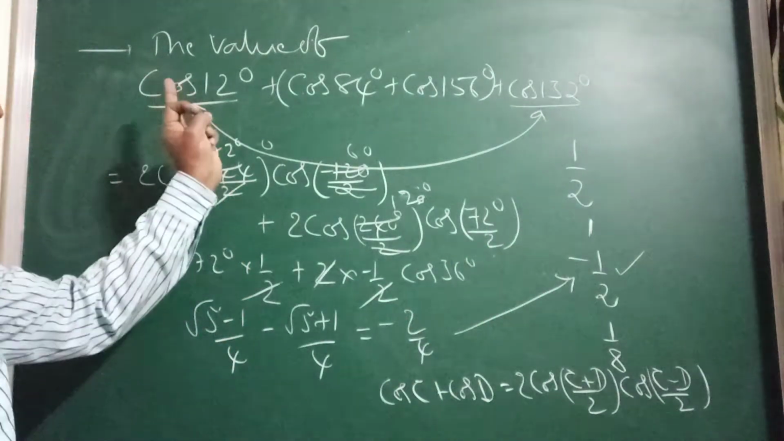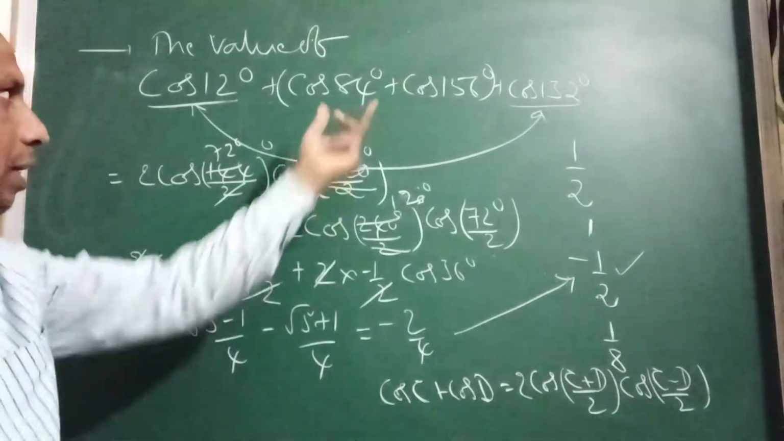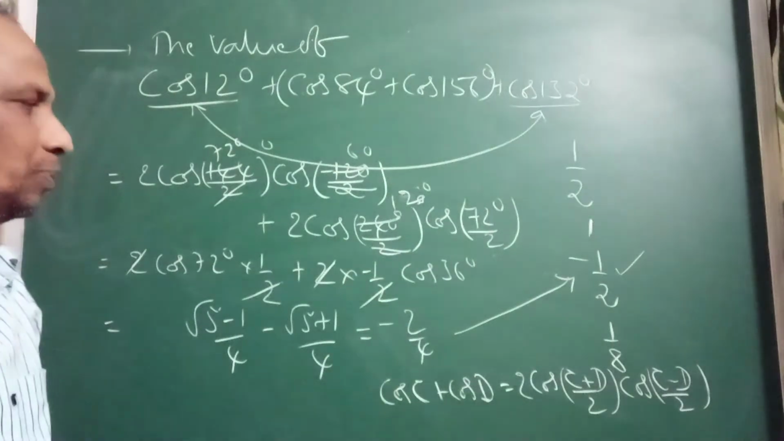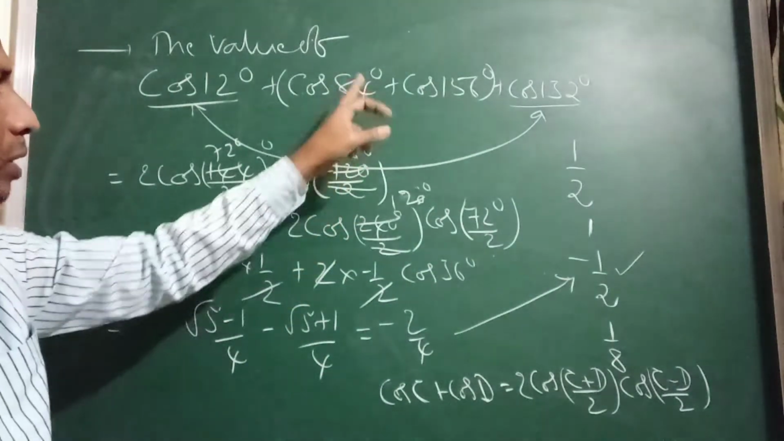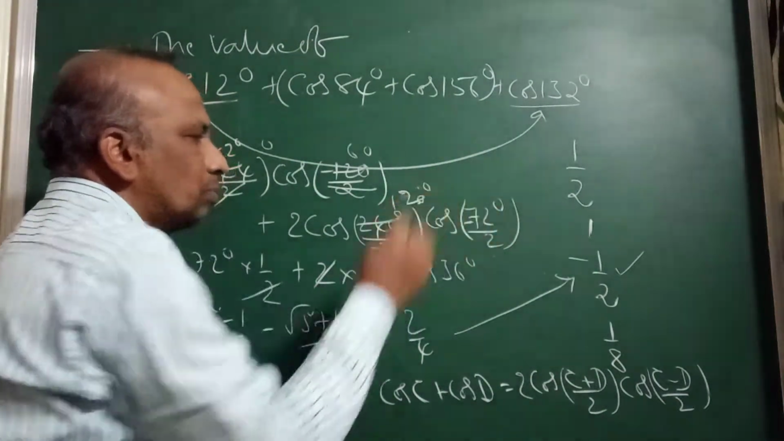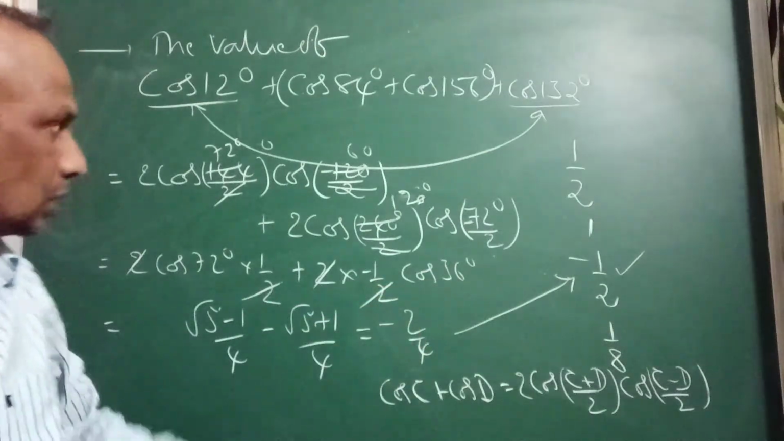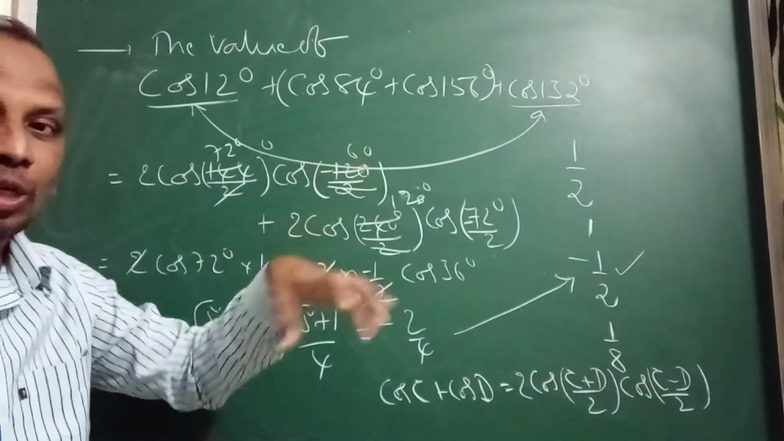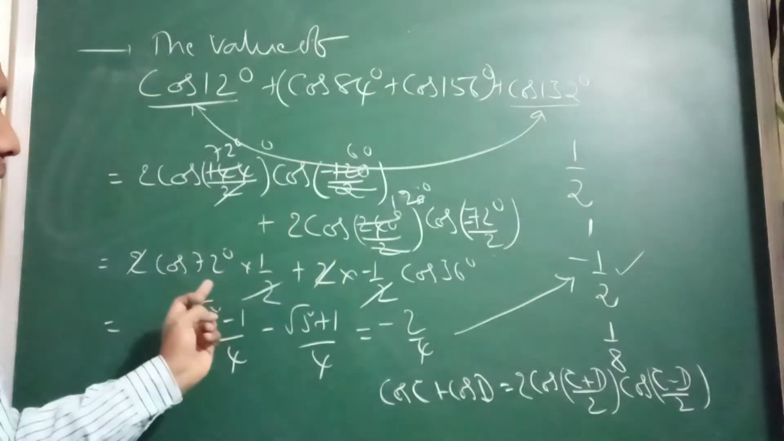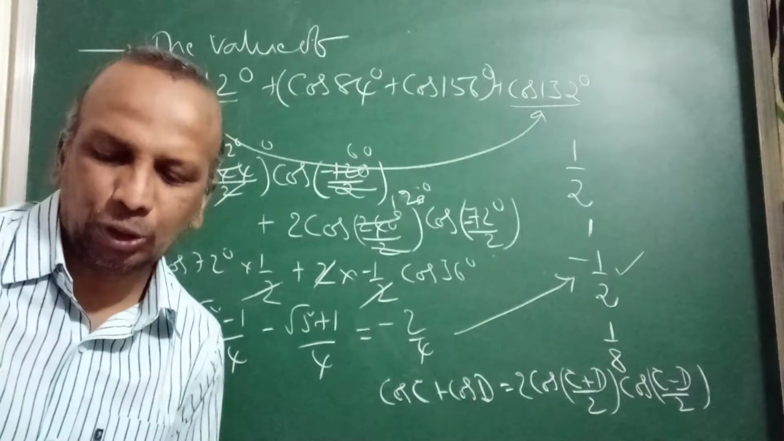Just apply 2 cos C plus D by 2, cos C minus D by 2. Again, cos C plus cos D is 2 cos C plus D by 2, cos C minus D by 2. Here C minus D by 2 means you will get minus 72 by 2. But cos of minus theta is cos 36. Same way here also, cos of minus 60 is cos 60. Cos of minus theta is cos theta. So that's the reason you get these angles. You simplify, your answer will be minus 1 by 2.